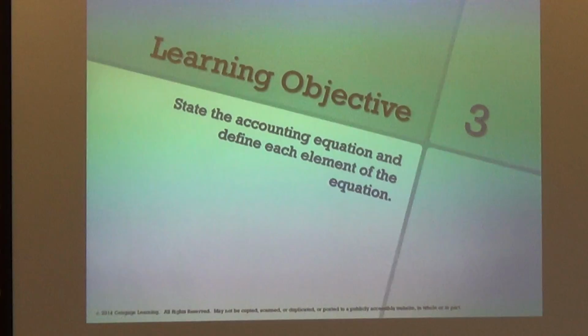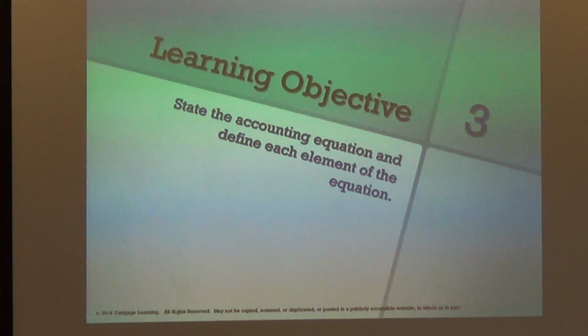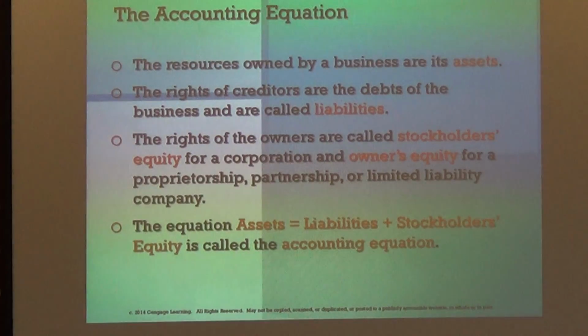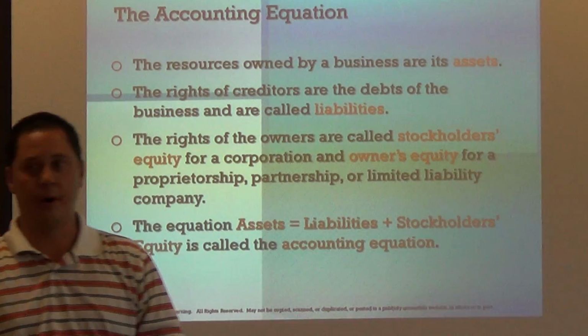All right, so we just talked about some basics there, what the different concepts are. Now let's talk about some numbers. Take a look at what this all means, and then also talk about the basic accounting equation. So, the equation here: the resources that are owned by a business are its assets.